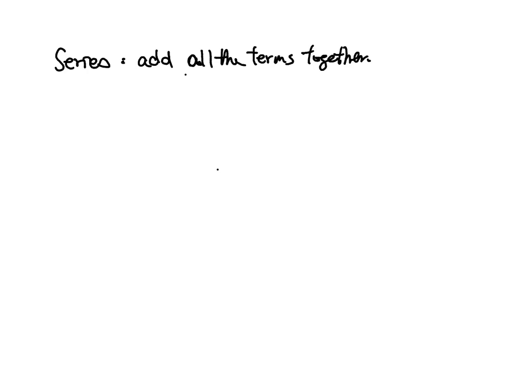Right? So series, you're going to get a numerical value out of it. And the notation is this. We use the summation notation. The summation notation is the sigma. And the number on the bottom tells you where to start. The number on top tells you where to end.